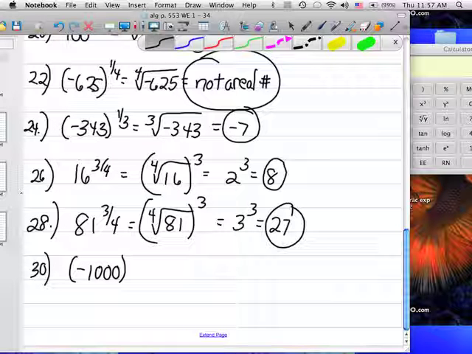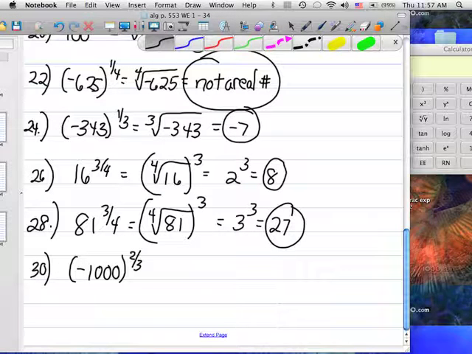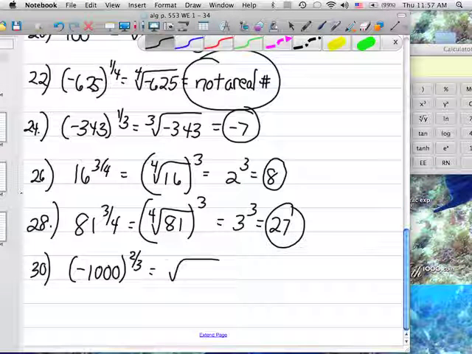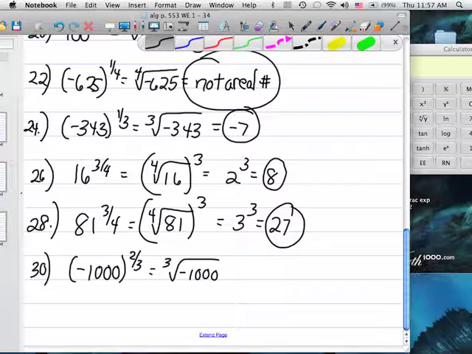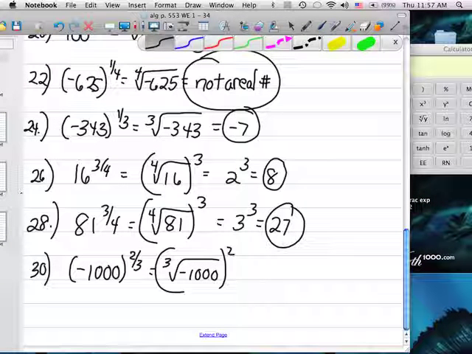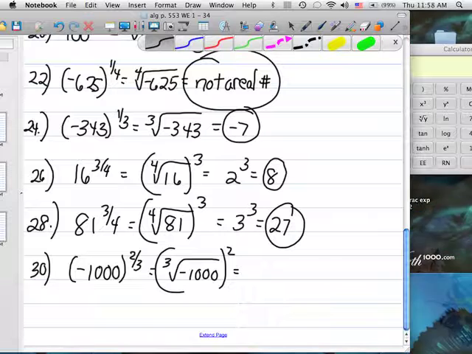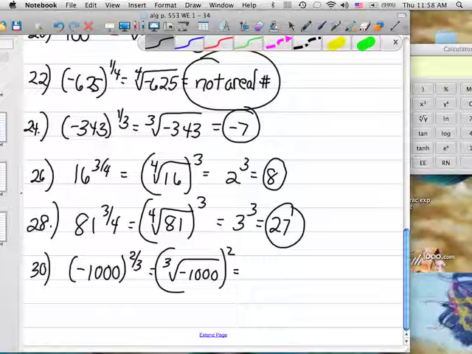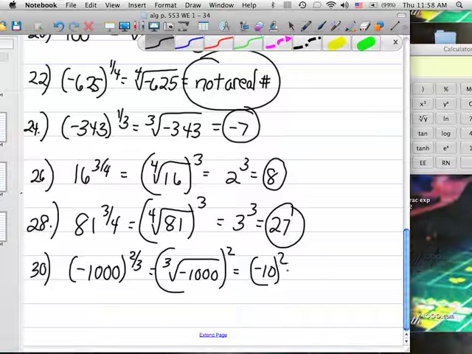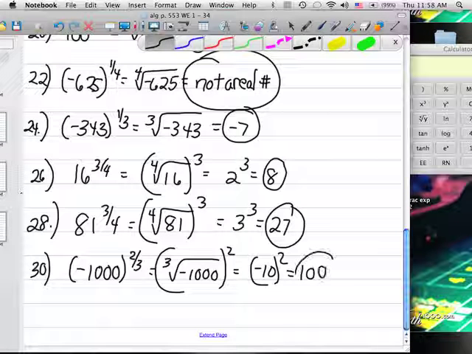Number 30, -1000 to the 2/3 power. So that's the cube root of -1000, which is possible because the root is odd, squared. The number times itself 3 times that makes -1000 is -10, and we square that, we get 100.